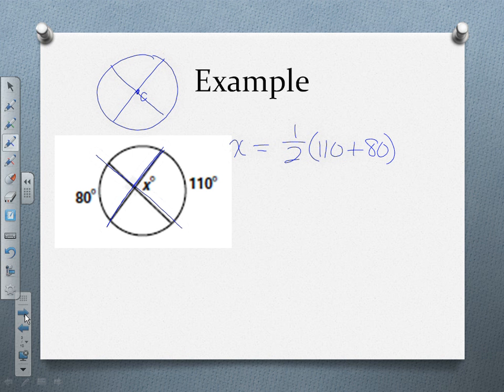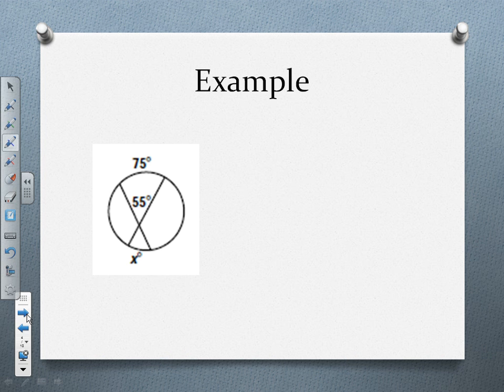Okay. So X is going to be 1/2 of 190 degrees, and 1/2 of 190 degrees is 95 degrees. So X equals 95 degrees. Pretty simple. And I think all of these formulas are straightforward. It's just having all of them in one place.